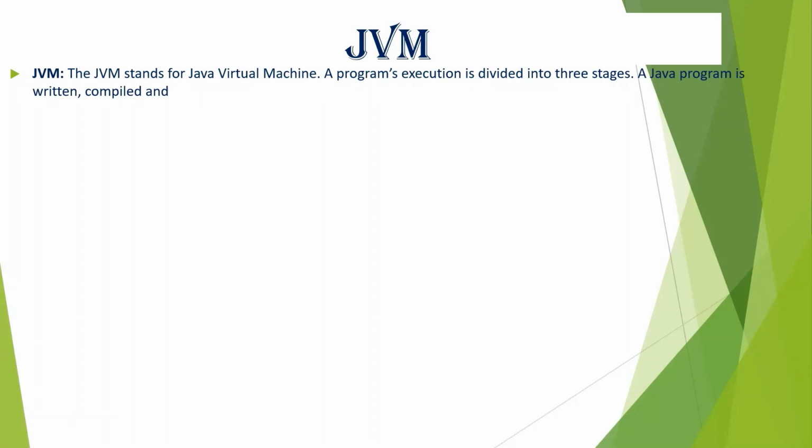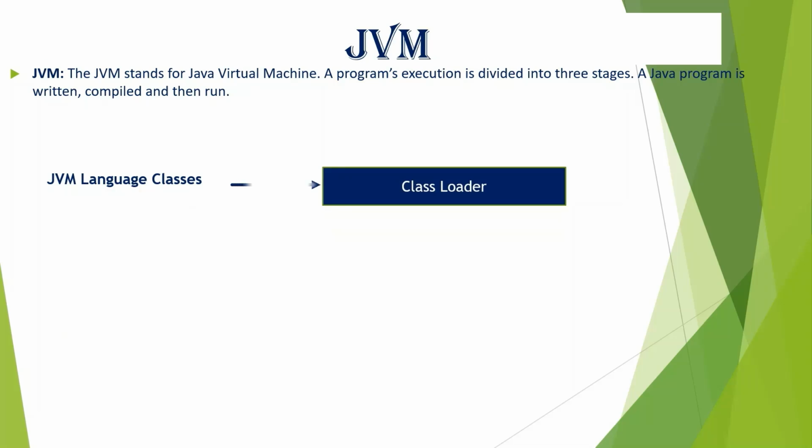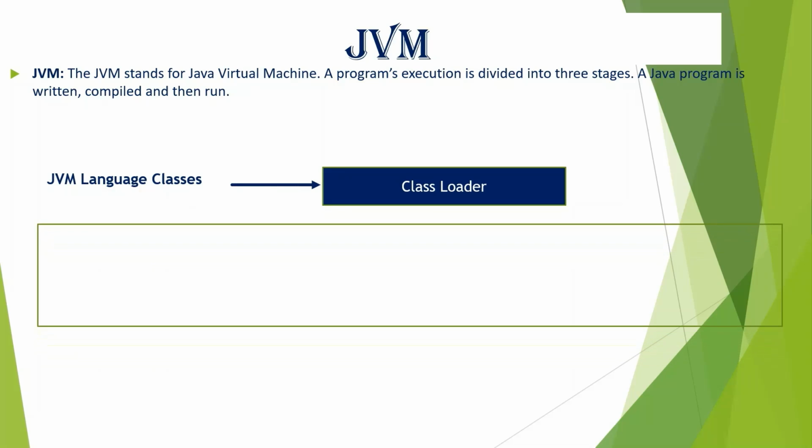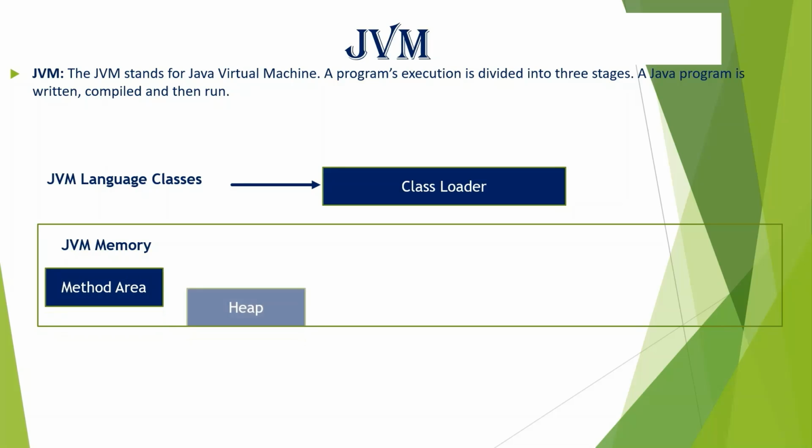The JVM stands for Java Virtual Machine. A program's execution is divided into three stages. A Java program is written, compiled and then run.